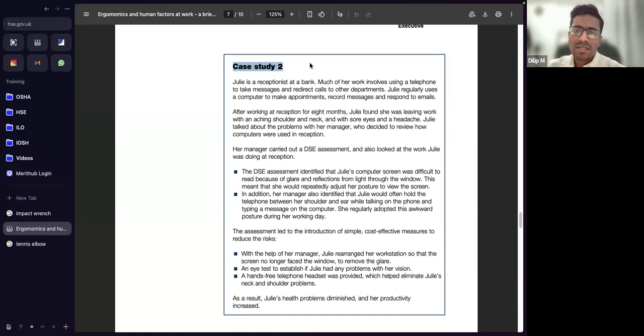Yes, DSE is display screen equipment. Okay. So under display screen equipment comes the laptops, the computers, control panel. So anything that has a display screen.